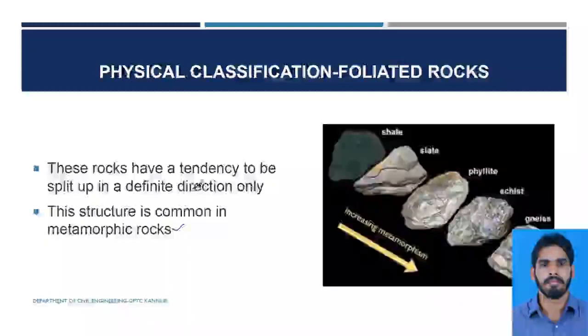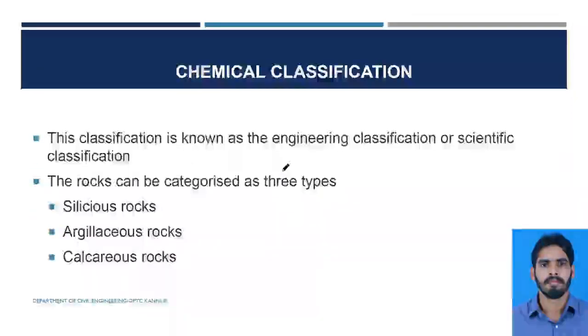For that, it can be split up in a definite direction only. It may be some x direction, y direction, or some other direction. Okay, in that direction only it can be split up. That is the point. The rocks themselves have that tendency only. Most probably, I may think it is that the weakest plane will be in that direction. That is the point. The weakest plane will be in that direction. That is foliated rocks. Some examples are shale, slate, schist, gneiss, and all those can be categorized under foliated rocks.